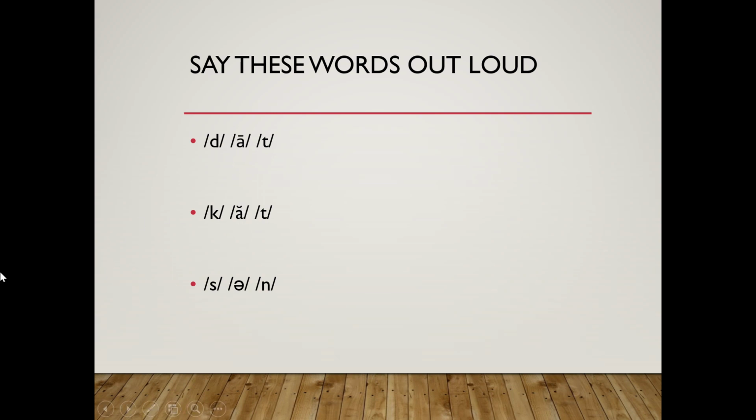The second one, the K sound, K. This is the short vowel sound A, ah. And then the T, which phonetically would be pronounced T. K-a-t, cat. So our second example here would be the word cat, spelled phonetically.